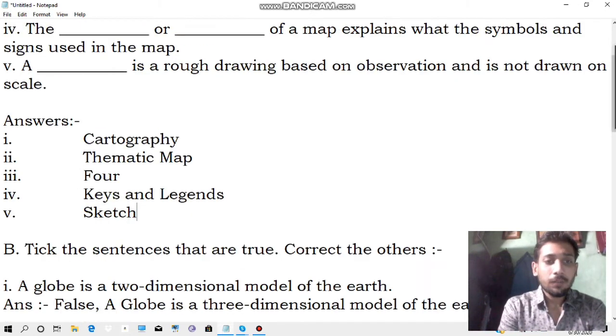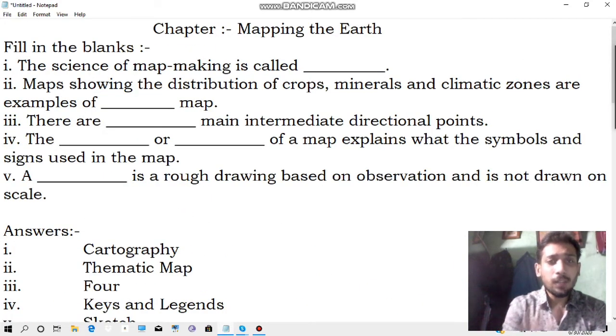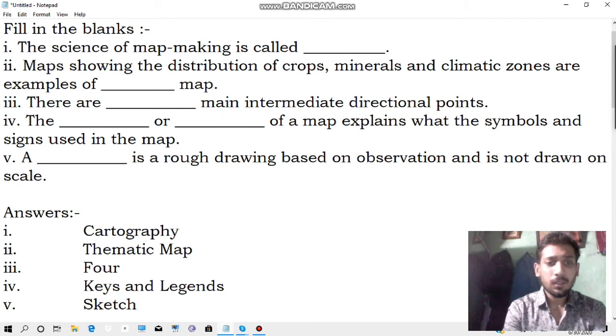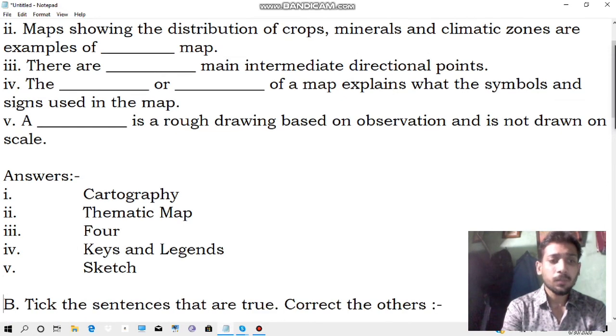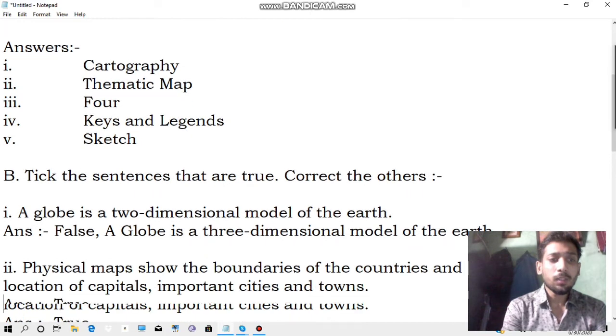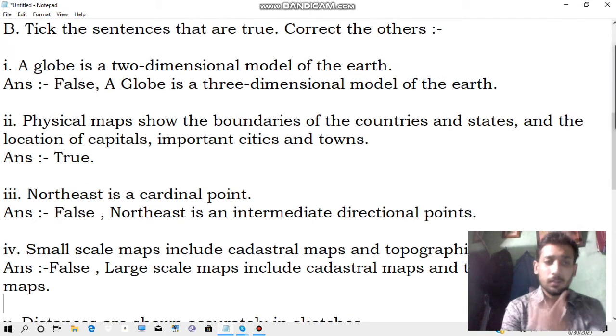After that, you can just pause the video and write the questions, and thereafter the answers. Just pause the video and try to write these answers. Thereafter we will move towards: take the sentences that are true, correct the others. Means first we have to state whether the sentence is true or false. If it is true, then it's okay. If it's not, then we will rewrite or correct the sentence.